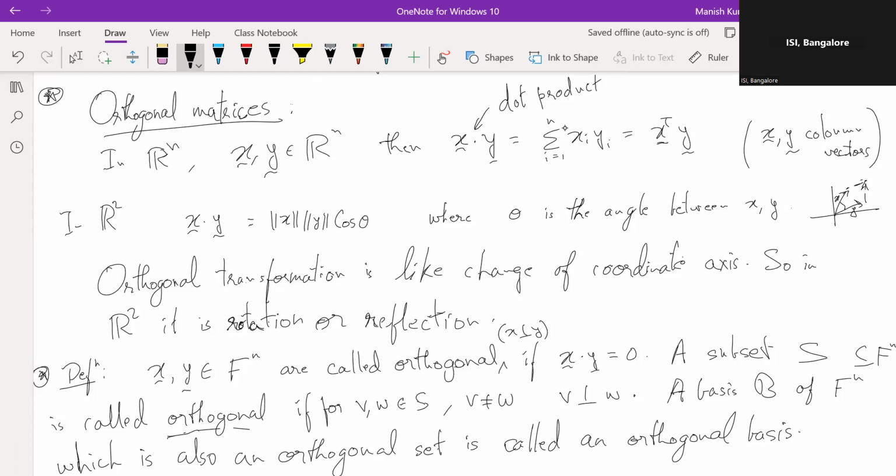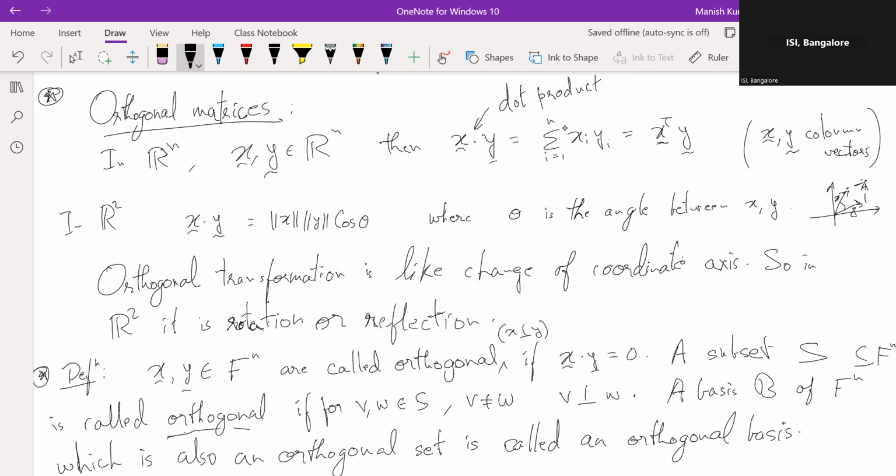What is an orthogonal matrix, or what is an orthogonal transformation? We will give a precise definition, but it's like changing the coordinate axes. This is the x-axis and this is the y-axis, and we want to change the coordinate axes such that the angle between the two vectors doesn't change, and the length of the vectors doesn't change.